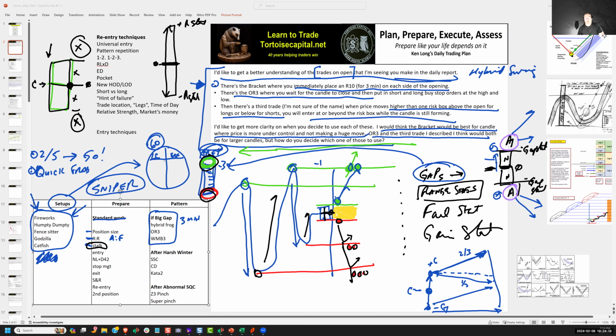Now, why does that matter? Well, it matters because statistically, 2 times out of 5 in the large caps and commodities, the opening is within 10% of the high of the day or the low of the day. We just don't know which one.